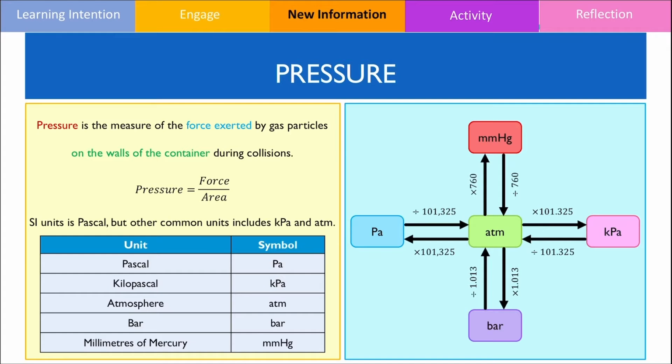As you can see, atmospheric pressure lies in the center of the flowchart. As a result, it might be necessary for you to convert the original pressure unit into atmospheric pressure first in order to express it in the desired pressure unit. Let's have a look at a few examples.